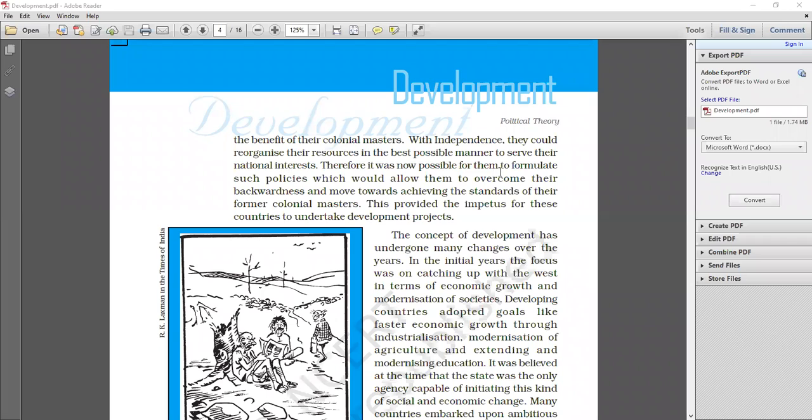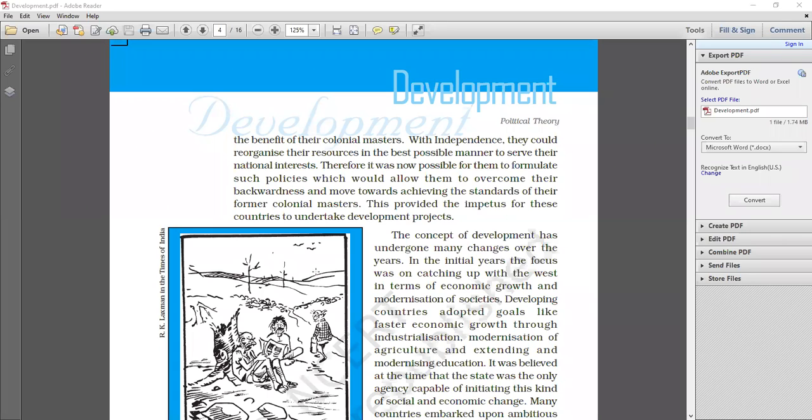Therefore, it was now possible for them to formulate such policies which would allow them to overcome their backwardness and move towards achieving the standards of their former colonial masters. This provided the impetus for these countries to undertake development projects. After independence, they are able to reorganize their resources in the best possible manner to serve the national interest.